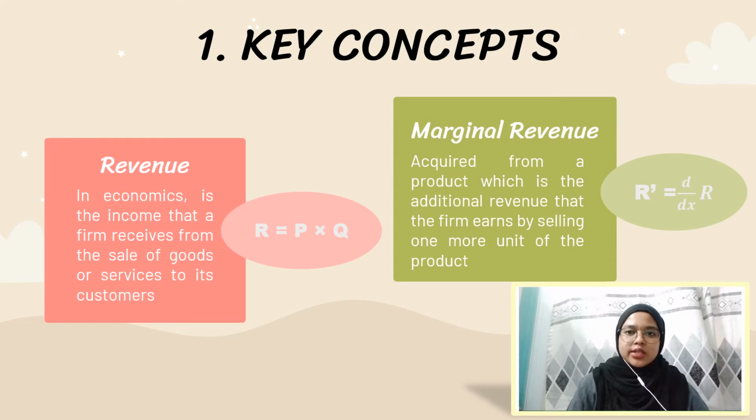First key concept, revenue. In economics, revenue is the income that a firm receives from the sale of goods or services to its customers. The formula is R equals P times Q. Marginal revenue is the additional revenue that the firm earns by selling one more unit of the product. The formula is the first derivative of R, which is dR/dx.